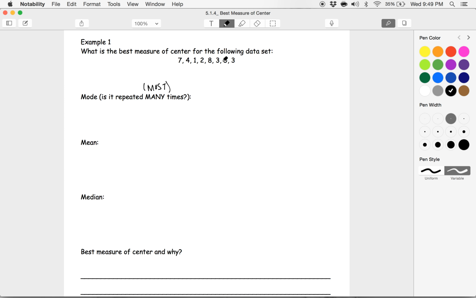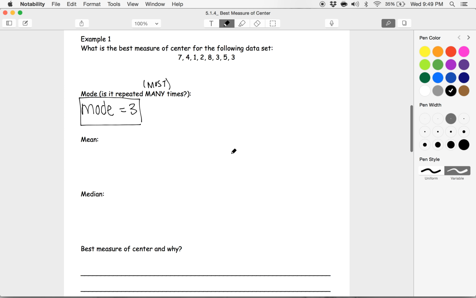No, I think I do. 3 and 3. So my mode is equal to 3. Now in this data set, there's only one mode. So that probably is not going to be the best.